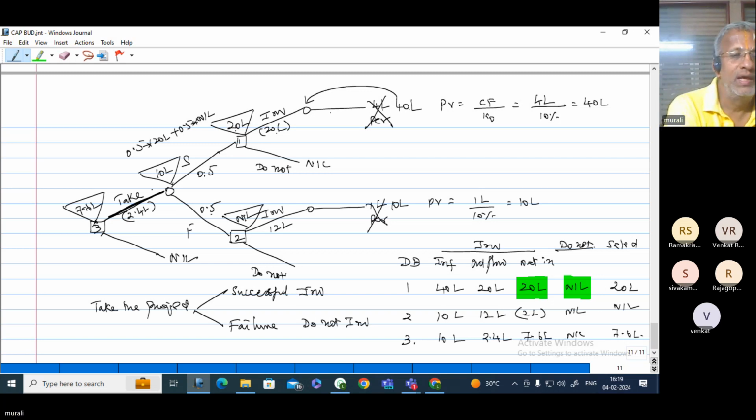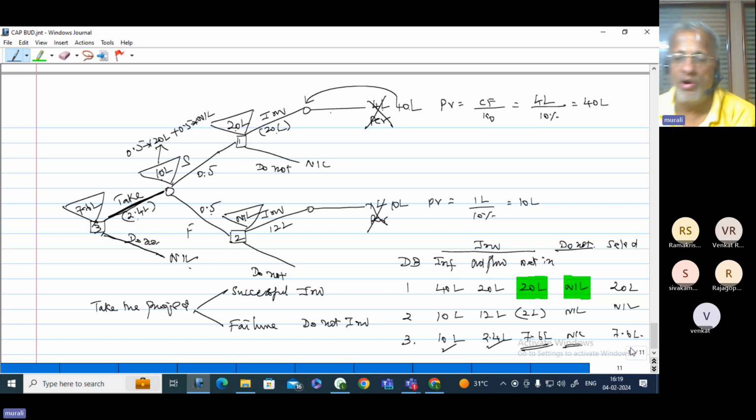Are you following? And you are here. So third decision, 10 lakhs I have as the inflow. How I am getting is this way. 10 lakhs, 2.4 lakhs I have already spent. So my net is going to be 7.6. And do not invest, do not take up is going to give me nil figure. Between the two, which one is better? 7.6 lakhs or nil? 7.6 lakhs. That is what I've selected.